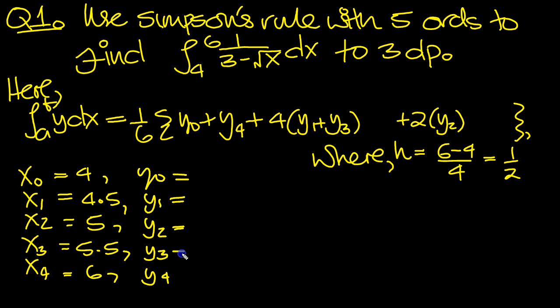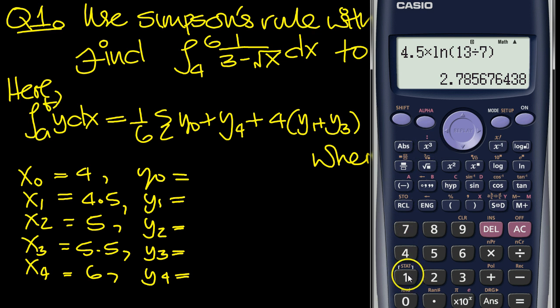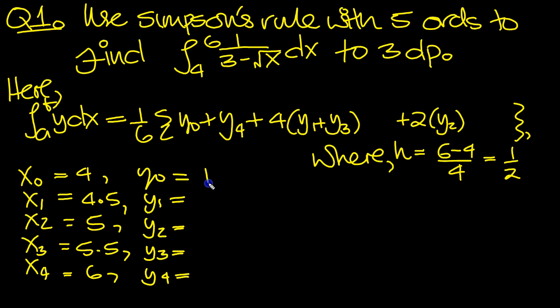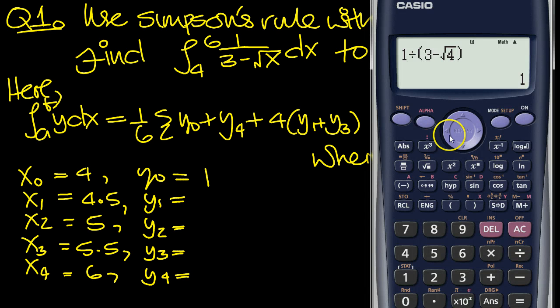We need to work these values out. We need to type them in the calculator for each of the input values. It's 1 over 3 minus root x, so 1 divided by bracket 3 minus the square root of x. The first value is 4. Move outside the square root, close the bracket. So let's work out that y value, which is 1. Next one, we need to put 4.5 in instead of 4 inside the square root.